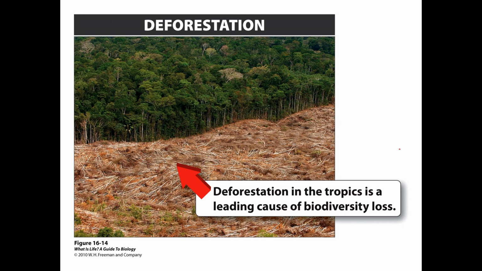Cutting down trees, deforestation, is the main reason for losing biodiversity in the tropics. The tropics are these areas just a little bit north and south of the equator.